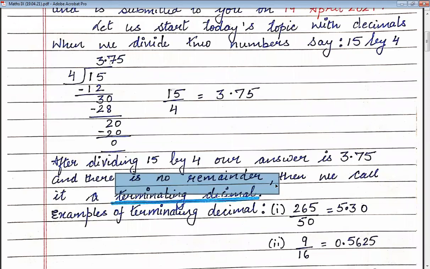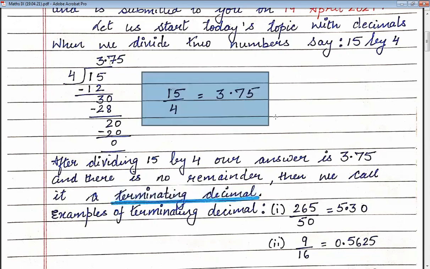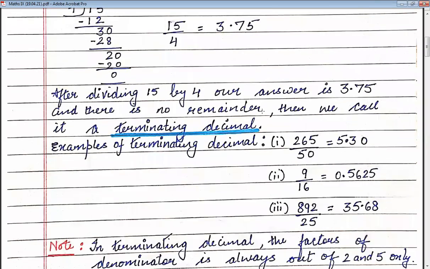Now children, whenever you don't have any remainder at the end, that decimal is called a terminating decimal. I repeat, when you have no remainder while dividing two numbers, that number is called a terminating decimal. So now children, you can say that 15 upon 4 is equal to 3.75 and it is expressed as a terminating decimal because there is no remainder. Okay. Now let's look at other examples of terminating decimals.